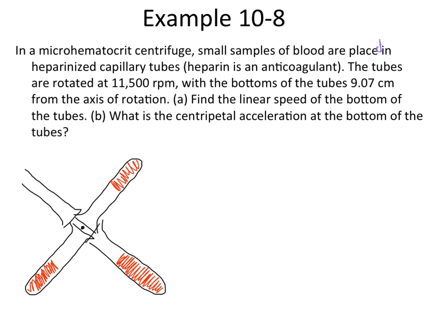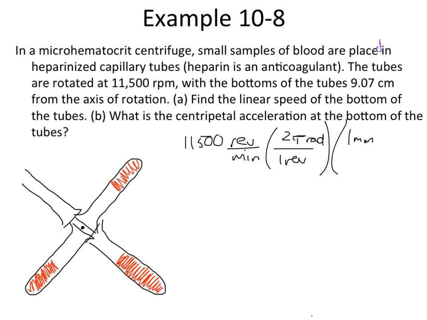First of all, RPMs, 11,500 RPM. Well, that is 11,500 revolutions per minute, right? First thing we want to do is convert that to radians per second. Well, I'm going to multiply: 1 revolution equals 2 pi radians, and of course, 1 minute equals 60 seconds. So that's going to give us a number of radians per second. Let's just do that right off the bat.